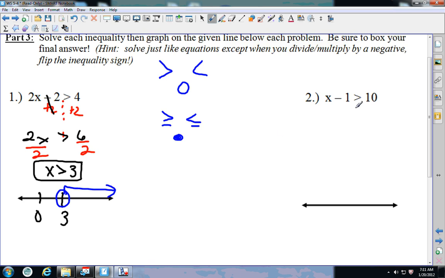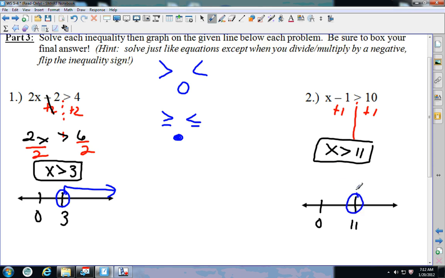The next one, I'm going to add 1 to each side. I get x is greater than 11. Okay, so I go here, here's 11. The 0 would be over on this side, on the left-hand side. It is an open circle because there's not an equal to. The greater than is to the right.